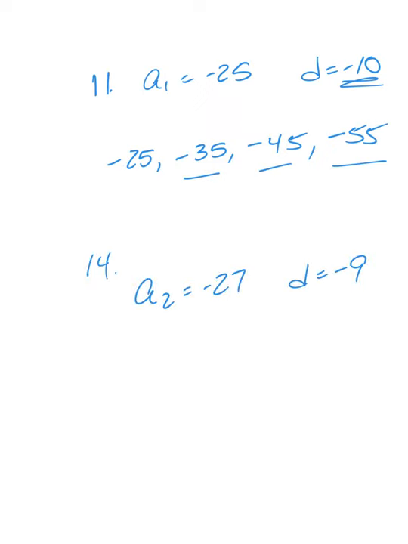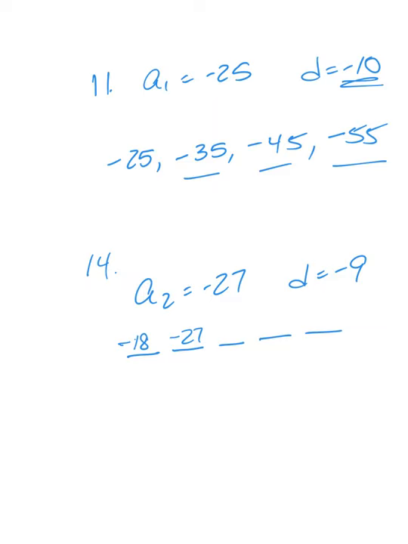They give you the second term, and they give you D. So if I have A1, A2, A3, A4, A5, right? I know A2 is negative 27. Got it? So if I have to add negative 9 to go up that sequence, I subtract negative 9 to go down the sequence. And that gives me a negative 18. Everybody, make sure you understand that. If I'm subtracting 9 to go to the next guy, I'm adding 9 to go to the one to the left. Do you understand that?